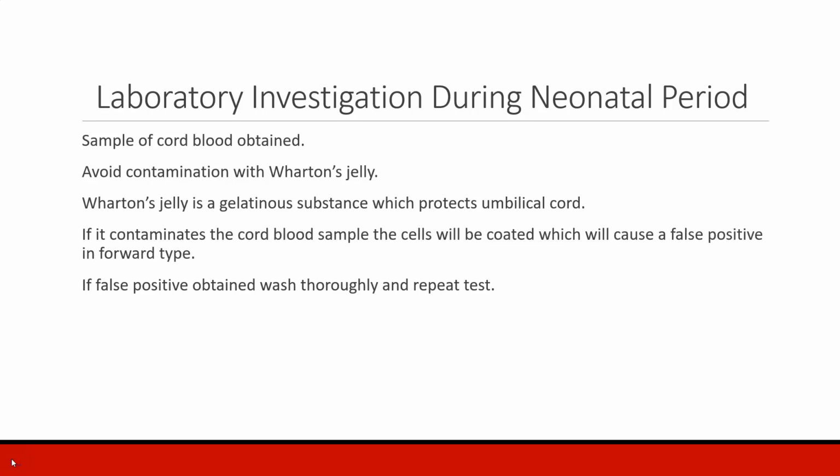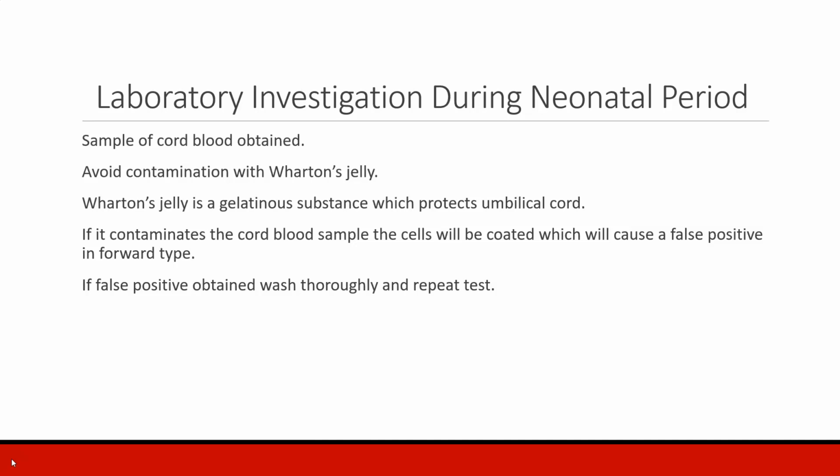We're going to discuss laboratory investigation during the neonatal period, and the neonatal period is the time period surrounding the birth of the baby. A sample of cord blood is obtained from every newborn, and the prime objective is to avoid contamination with Wharton's jelly. Wharton's jelly is a gelatinous substance which protects the umbilical cord. If it contaminates the cord blood sample, the cells will be coated, which will cause a false positive in the forward type of the infant.